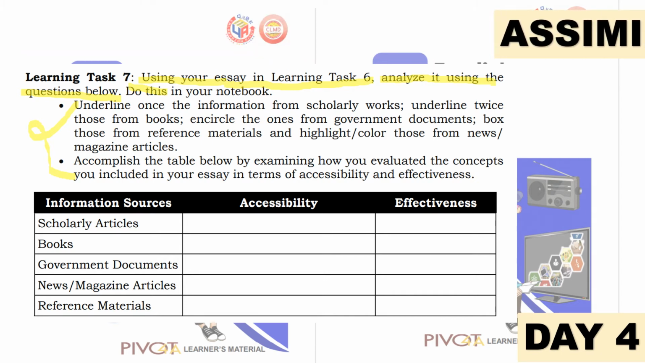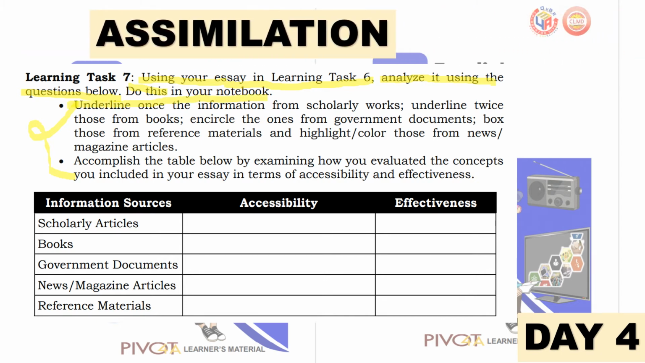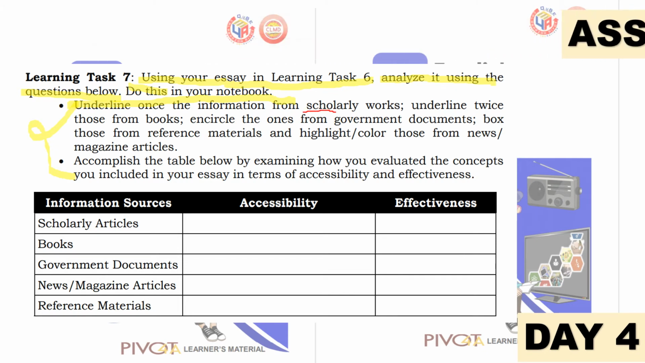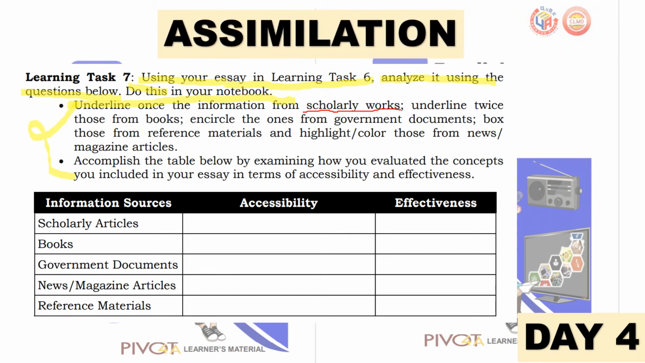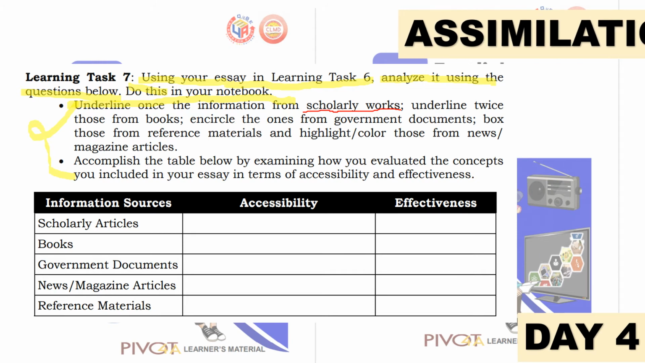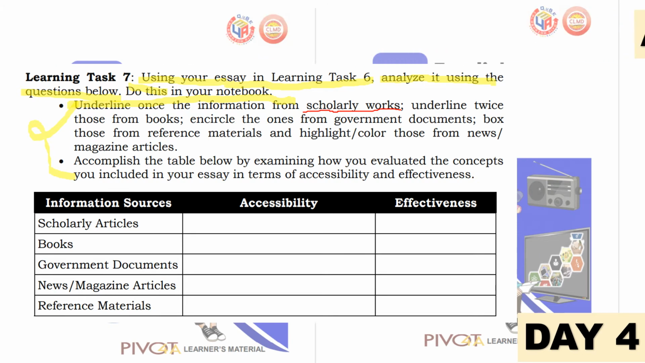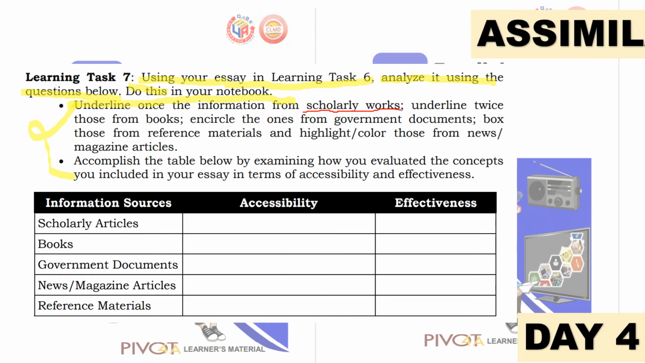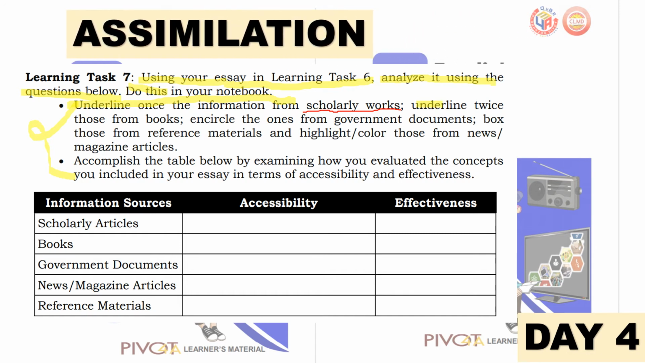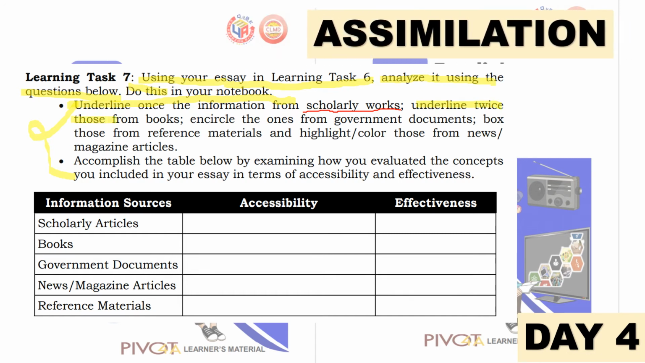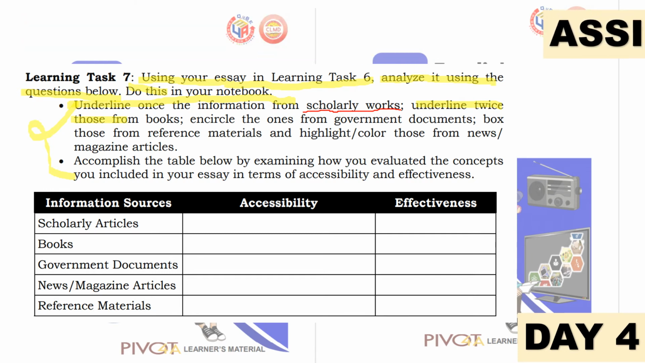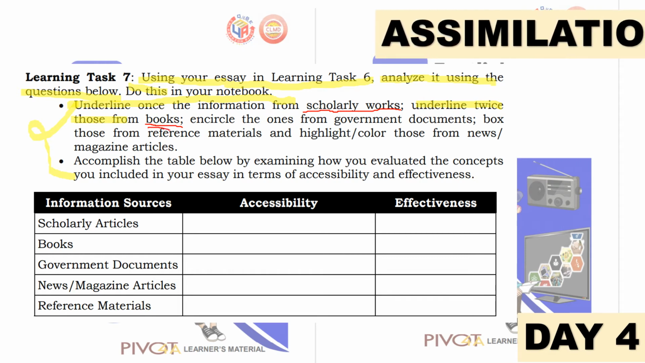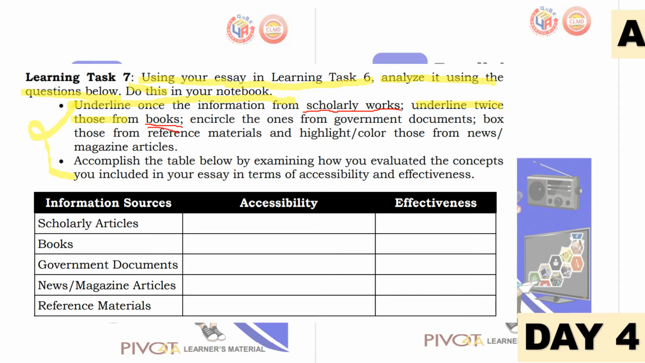It says, underline once the information from scholarly works. Again, underline once. Okay, so what are you going to underline? Information from scholarly works. Next, underline twice those from books. Okay, how many times? Twice, or 2 lines.